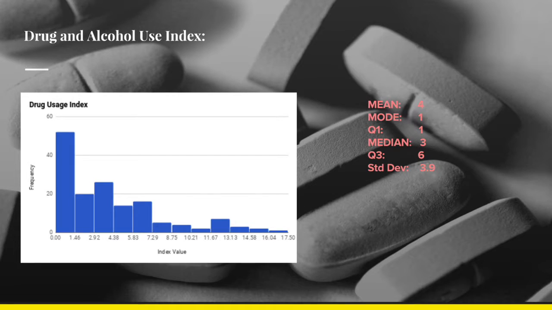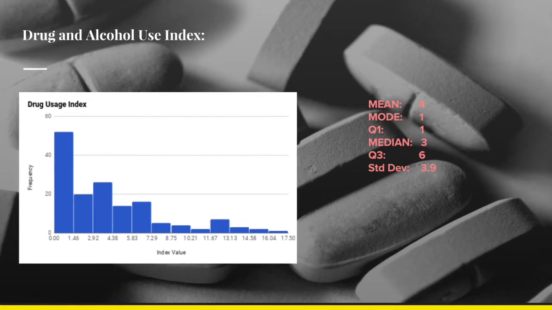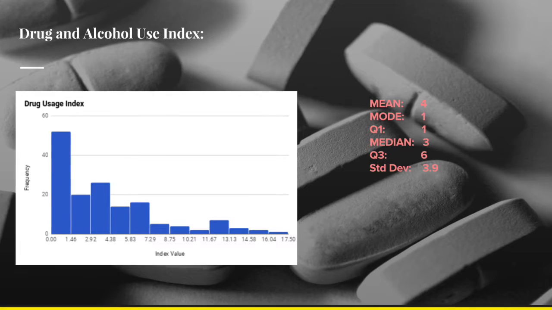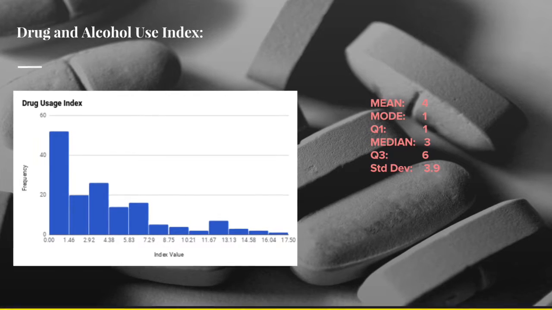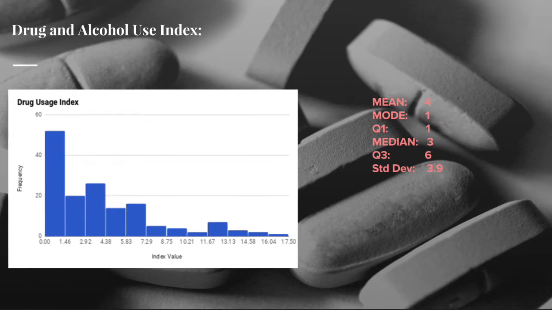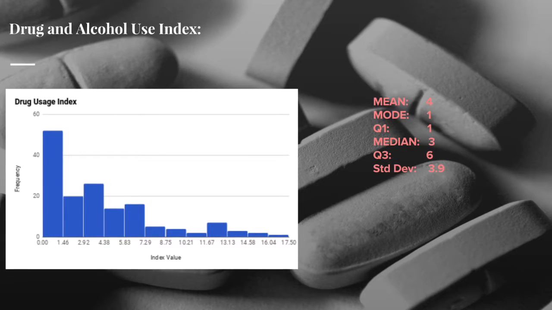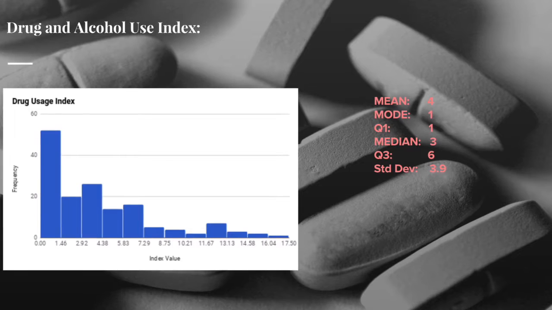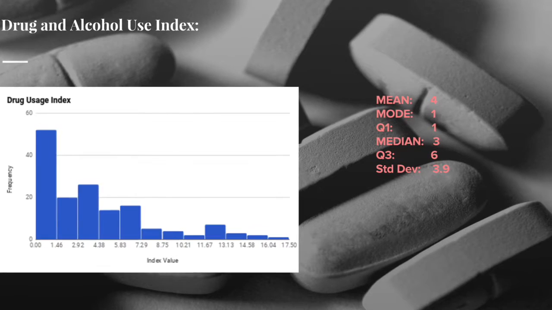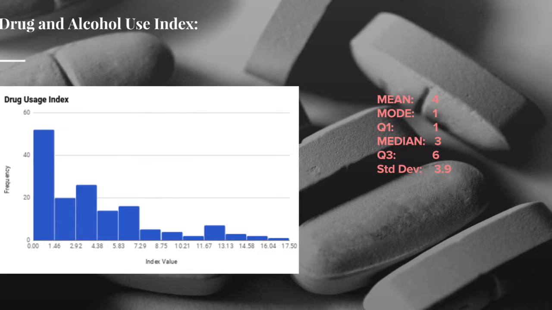As the histogram shows, the majority of those surveyed do not use drugs or alcohol often or at all. The graph is clearly skewed to the right. The mean is 4, the mode is 1, the minimum value is 0, Q1 is 1, the median is 3, and the Q3 value is 6. This data shows that CCI students overall engage in a moderate amount of drug and alcohol usage.